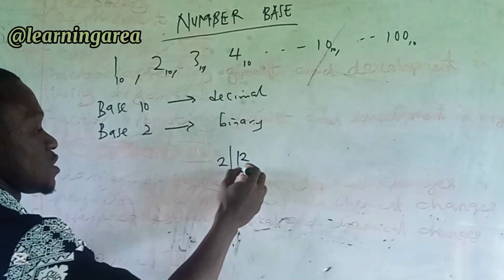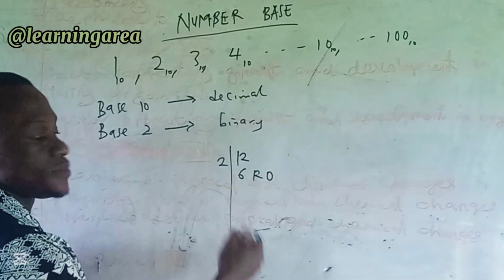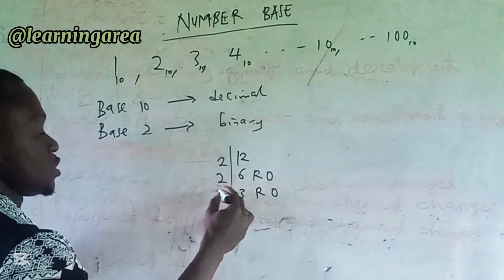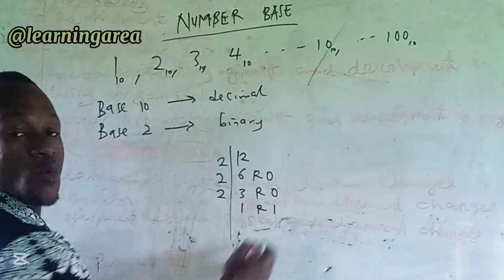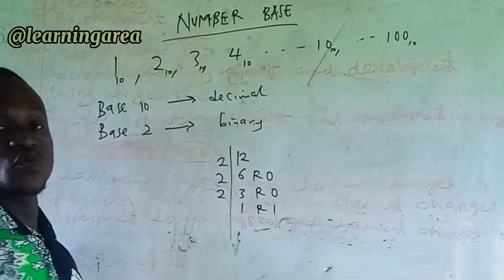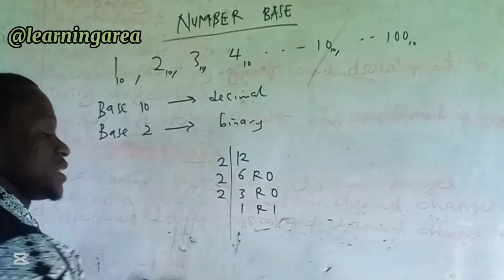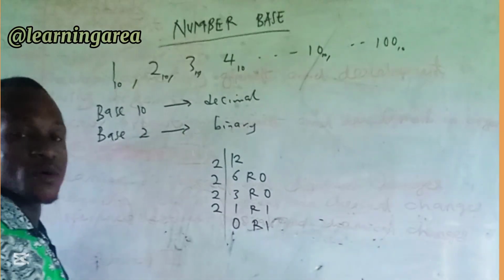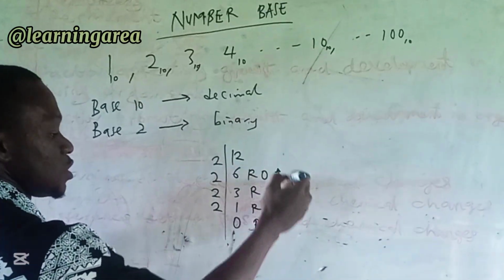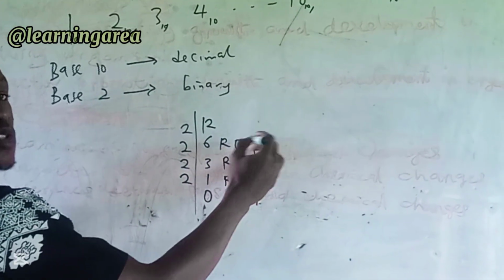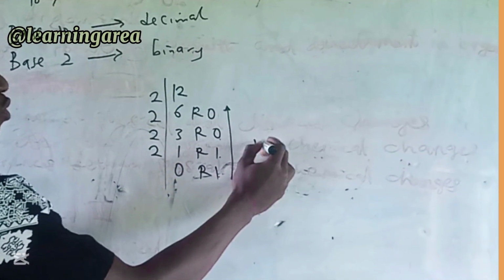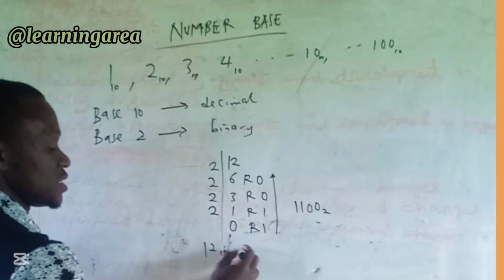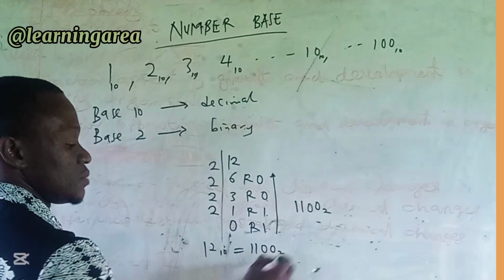So 2 into 12 gives us 6, remainder nothing. 2 into 6 gives us 3, remainder nothing. 2 into 3 gives us 1, remainder 1. Then 2 into 1 gives us 0, remainder 1. So if we read it from the bottom, we have 1100 in base 2. That means 12 in base 10 is equal to 1100 in base 2.